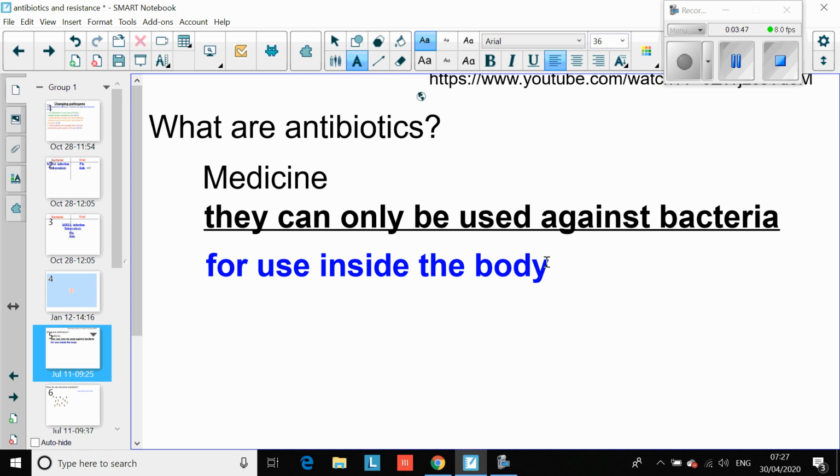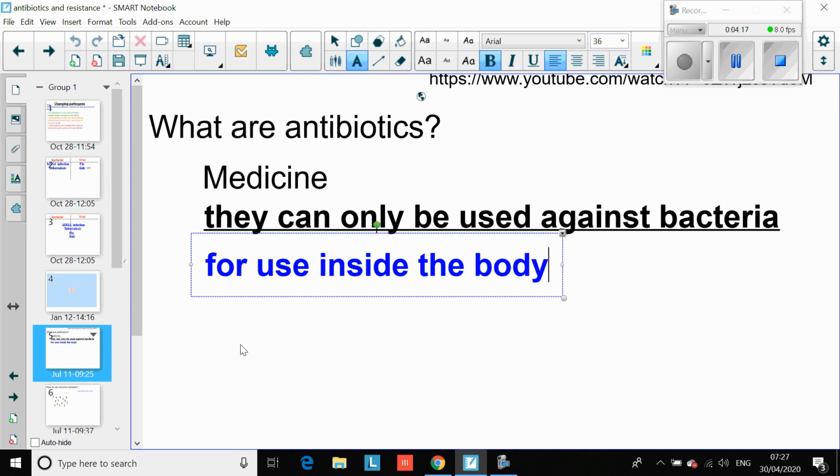Now, the reason they don't work against viruses is because viruses get into your cells, whereas bacteria work outside our cells in the spaces between our cells. And the reason bacteria make us sick is because they produce waste products, toxins that make us sick. So antibiotics are medicine. They can only be used against bacteria and are for use inside the body. And hopefully from watching the video, you know the basics of how they were developed.